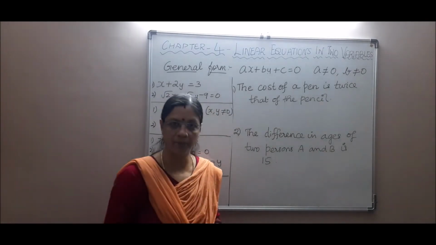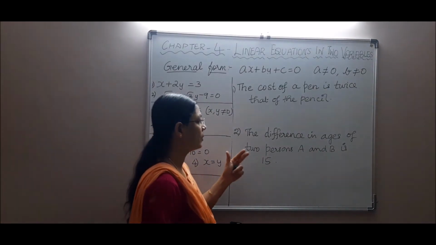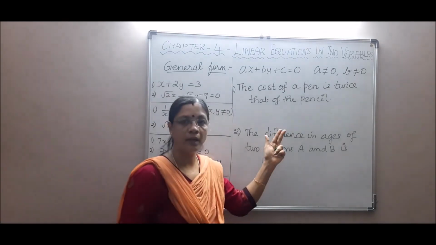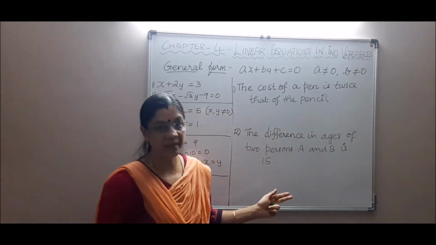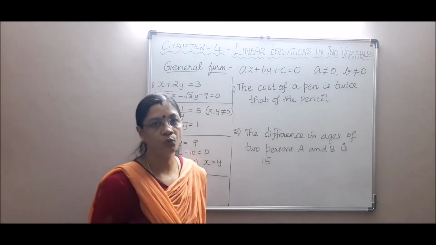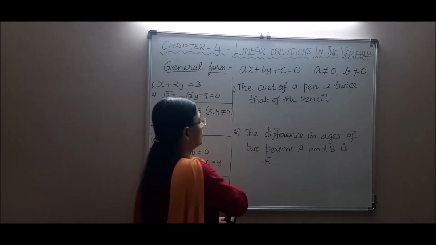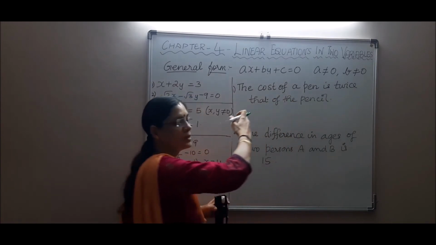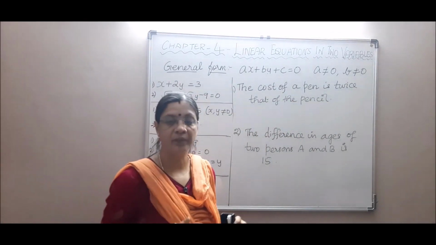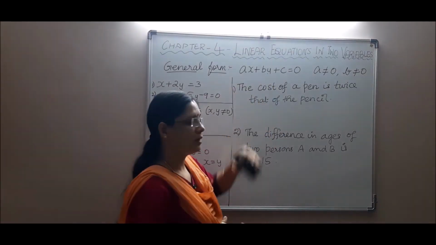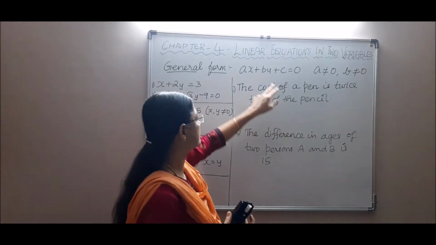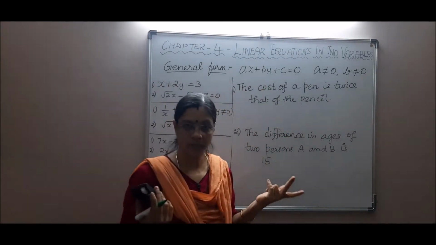This is another example. Here too you have two values, the age of person A and the age of person B. So there are two values here which are unknown to us. Let us represent these statements as linear equations, because we know linear equations involve two variables, isn't it?